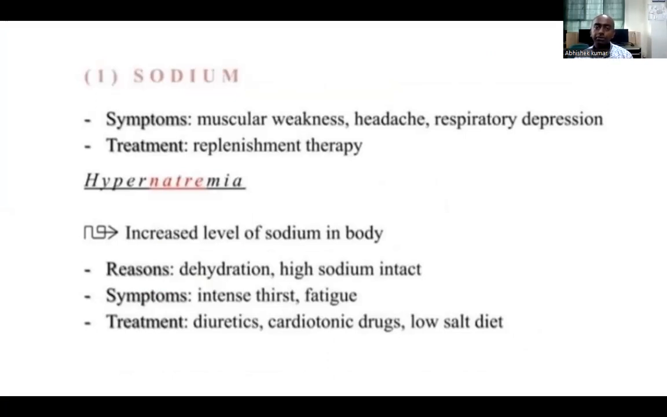If the concentration of sodium increases or decreases, what happens? The body feels muscular weakness, headache, and depression. When the concentration of sodium increases, the body suffers from hypernatremia. Reasons: dehydration, high sodium intake, intense thirst and fatigue.